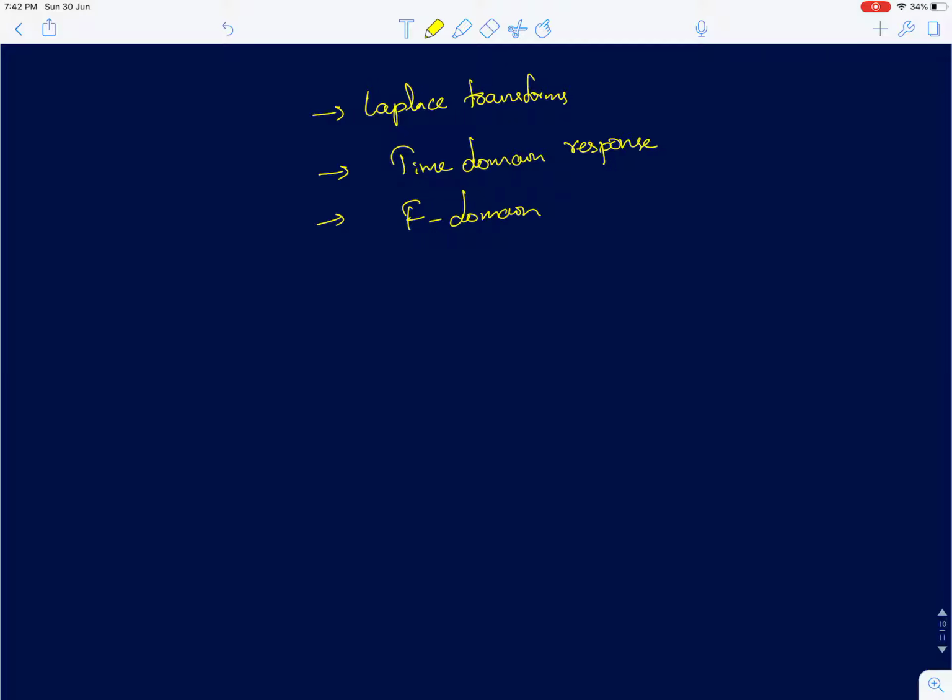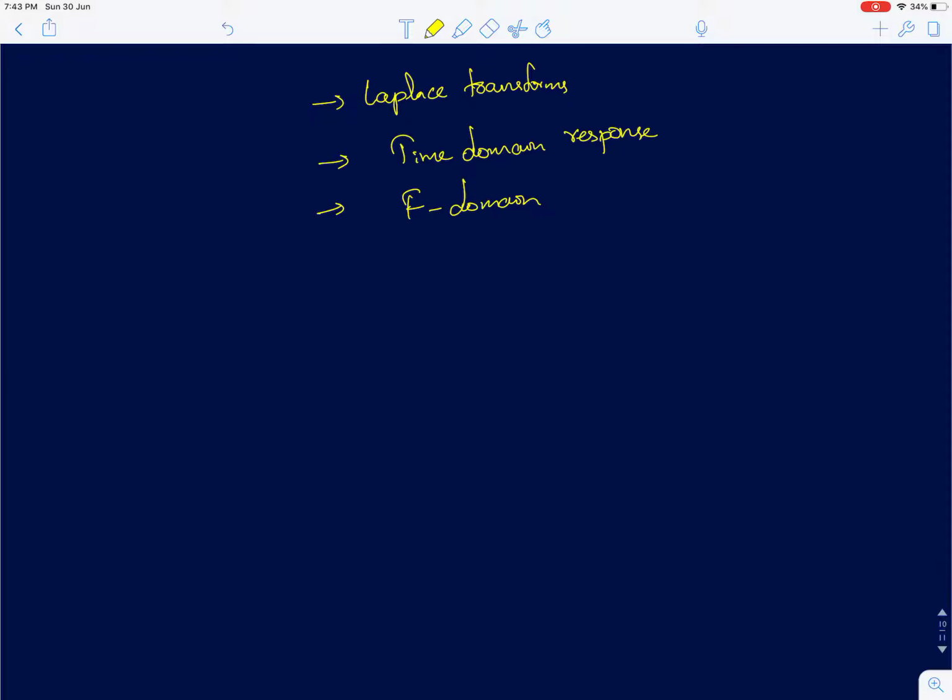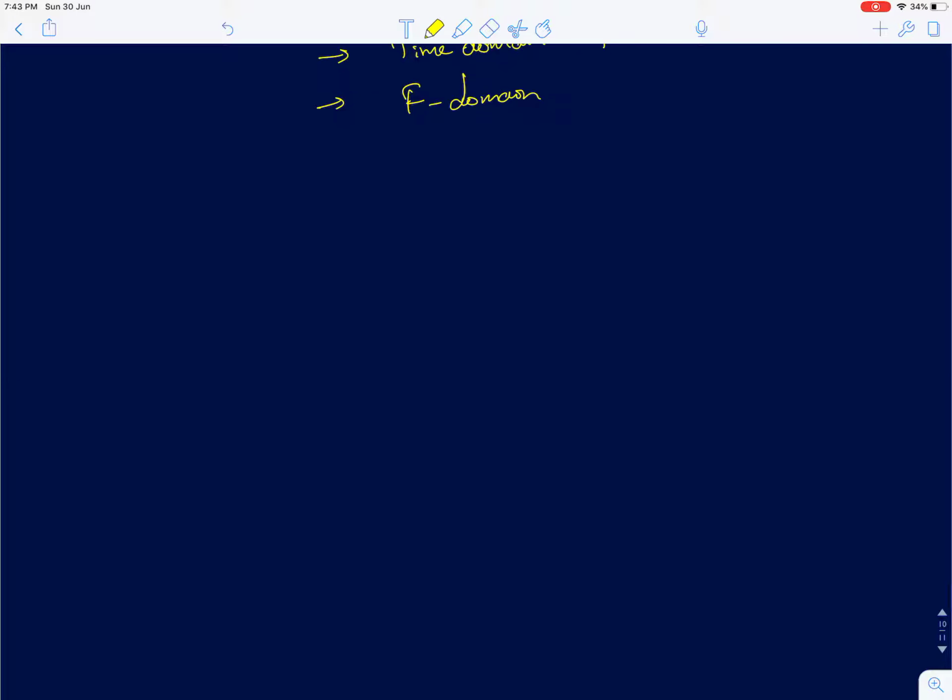So here I'll just brush up a few concepts and draw some parallels between the time and frequency domain, to help you follow the upcoming lectures. First, I've shown what I'm going to cover in the lecture: a little bit about Laplace transforms, starting with time domain response, and then I'll also cover a bit about frequency domain response.